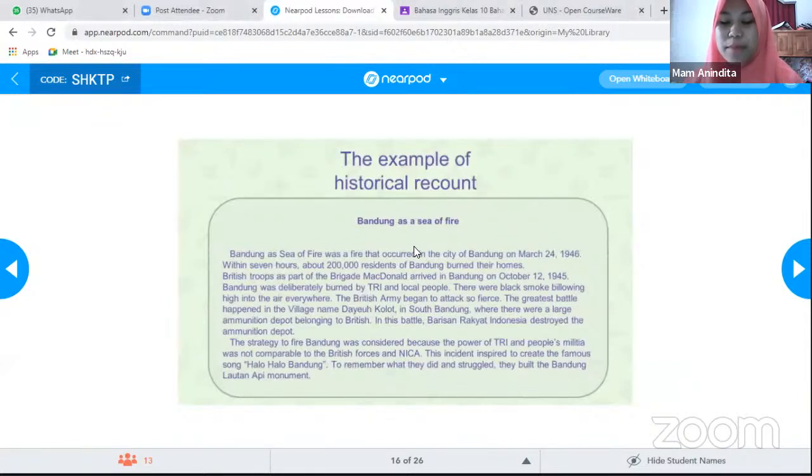Okay, we move to the example of a historical recount. You can see on the screen, there is a text titled Bandung as a Sea of Fire. Please read and pay close attention. I will give you 2 minutes.